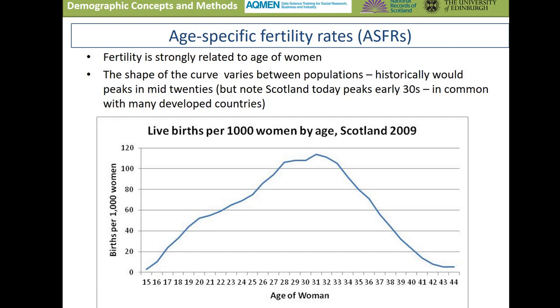So increasing fertility up to about the age of 30, and then declining levels of fertility up to the age of 44. And we see that the shape of this curve varies between populations. Historically, we would be looking at a peak in fertility in the mid-20s, whereas today we're looking at a peak in fertility in the early 30s, common to many other developed countries.